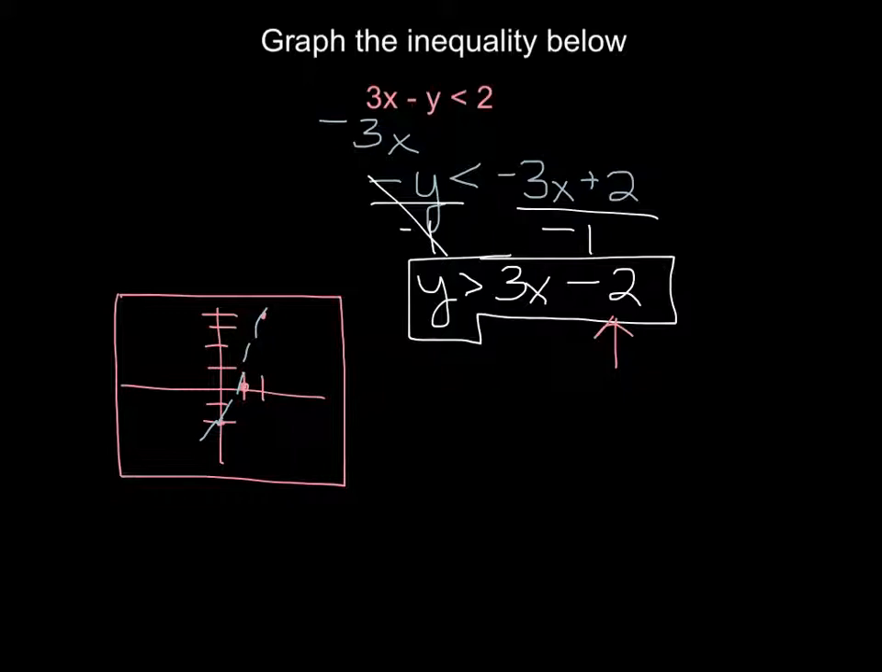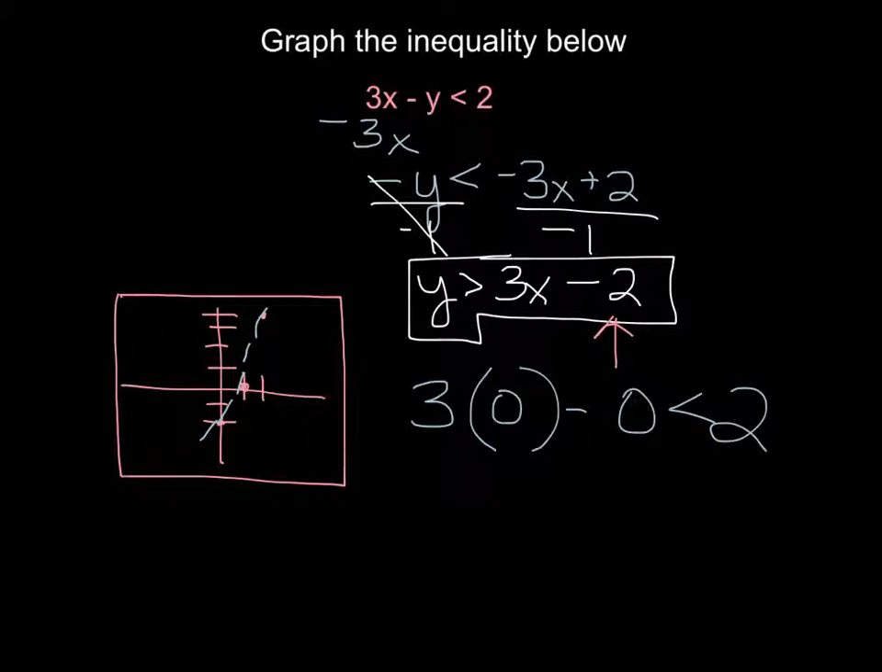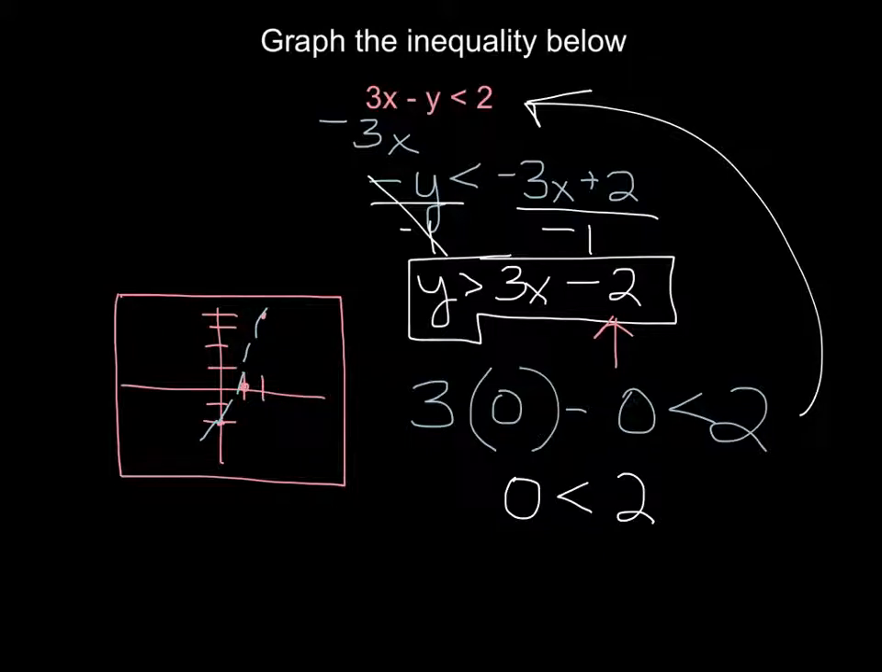Now from here, you're just going to plug in a point. So let's just choose 0, 0. If we plug in 0, 0 for our inequality, we would have 3 times 0 minus 0 is less than 2. When you're plugging in your points, you always want to revert back to your original inequality, not the equation that you got for the line. So this would be that 0 is less than 2. And this is true. 0 is less than 2.